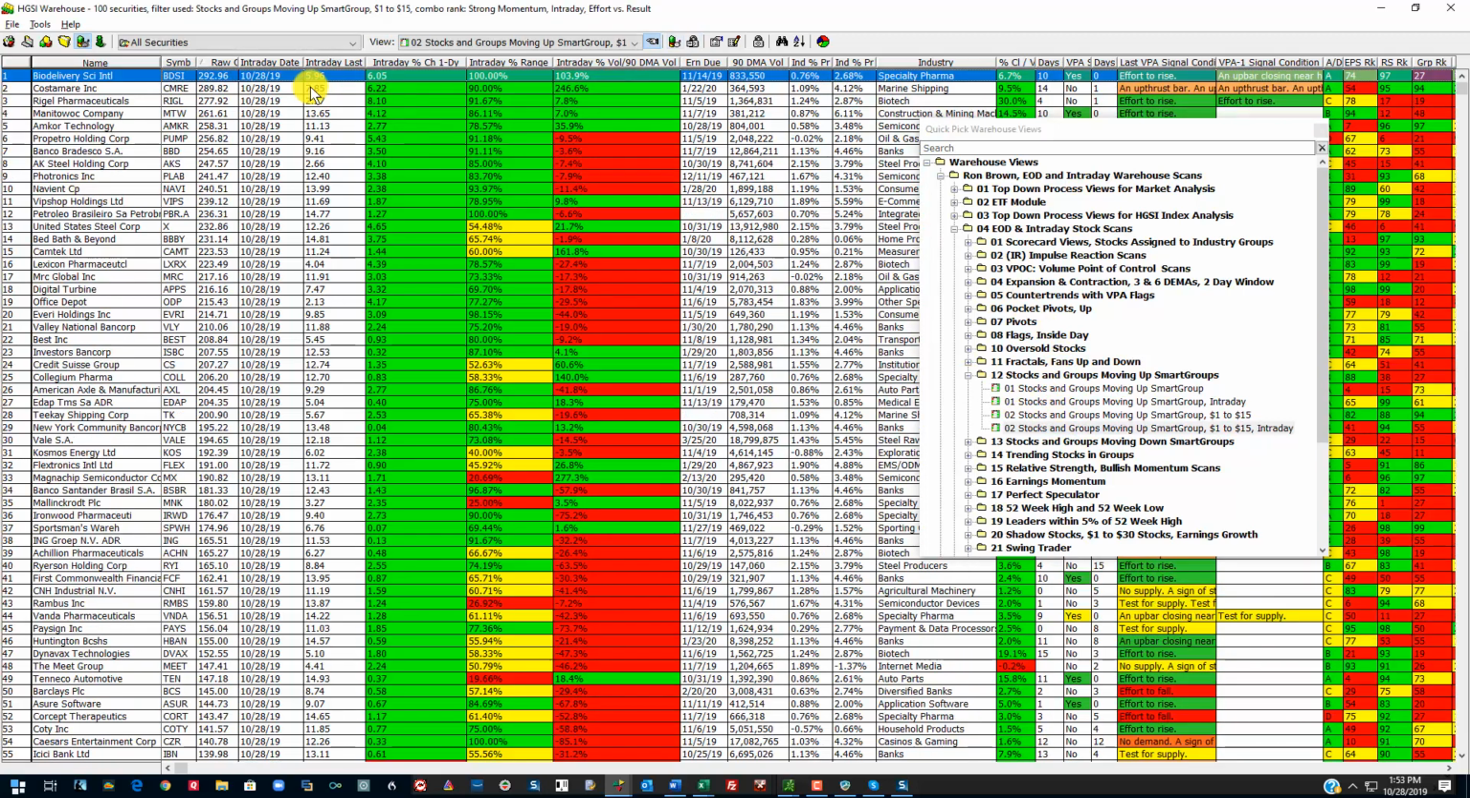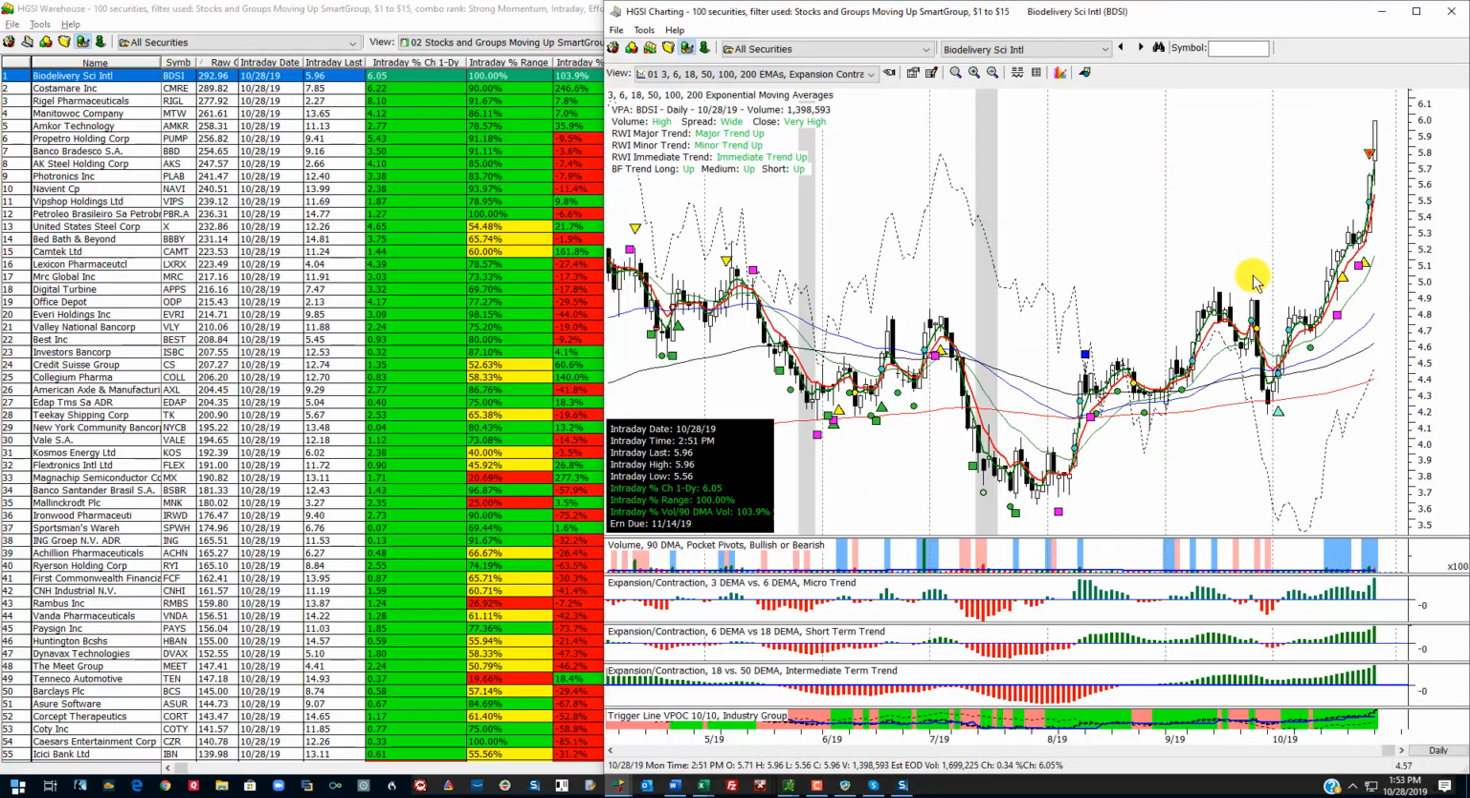Now if I re-engage the combo, we can see where the strength is here based upon the strong momentum intraday effort versus result combo, and you can see that BioDelivery Systems is on top. And this is an inexpensive stock which has really been on the move for the past several days. You can see the pocket pivots and the demand based upon expansion, contraction, volume, point of control was back here.